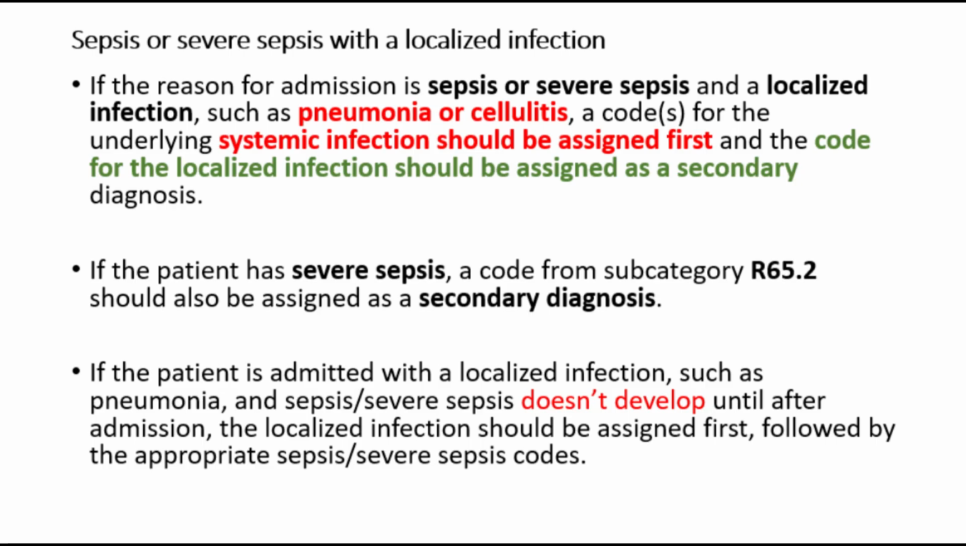If the reason for admission is sepsis or severe sepsis and a localized infection, such as pneumonia or cellulitis, a code for the underlying systemic infection should be assigned first, and the code for the localized infection should be assigned as a secondary diagnosis. If the patient has severe sepsis, a code from subcategory R65.2 should also be assigned as a secondary diagnosis. If the patient is admitted with a localized infection, such as pneumonia, and sepsis or severe sepsis doesn't develop until after admission, the localized infection should be assigned first, followed by the appropriate sepsis or severe sepsis codes.